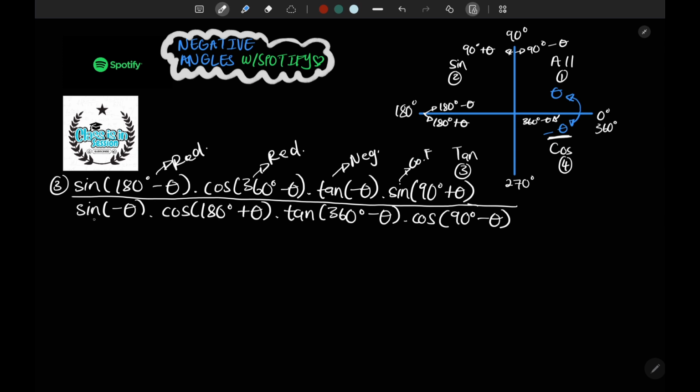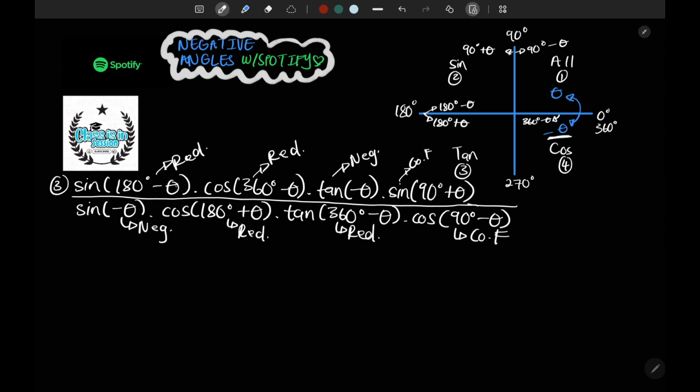Let's go to the denominator. Sin negative theta, this is a negative angle. 180 degrees plus theta, this is a reduction. Tan 360 degrees minus theta, this is a reduction. And cos 90 degrees minus theta, this is a cofunction. Now let's apply all our trig techniques.